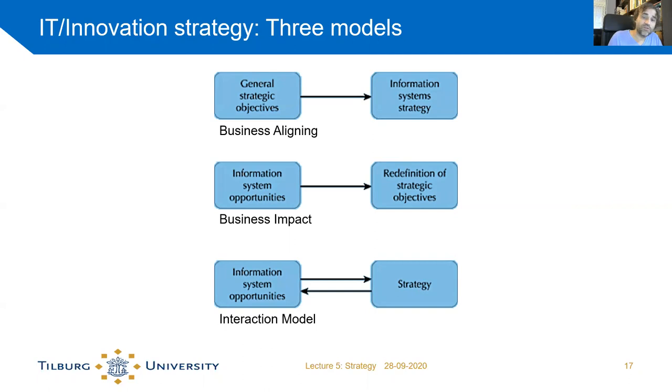So with business alignment, you have general strategic objectives and they give rise to information system strategy, so specific investments and attention to specific innovations and technologies. Business impact is that you have information systems opportunities, so you have technologies and innovations that you observe, and then you think, okay, we need to do something with that as an organization, so you change your strategic objectives as a result of technology. And of course, the truth, as always, is somewhere in the middle. So there's often an interaction going on between the technology and the strategy.